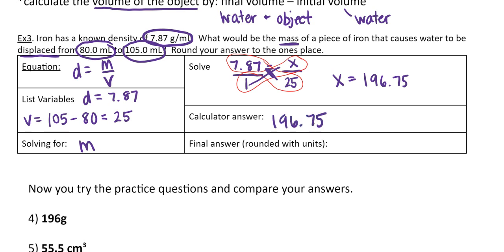And it says I need to round to the ones place. So the ones place is right here at this 6, but the 7 after is going to make it bump up. So it's going to become 197, and I was looking for mass. The unit for mass is always grams.